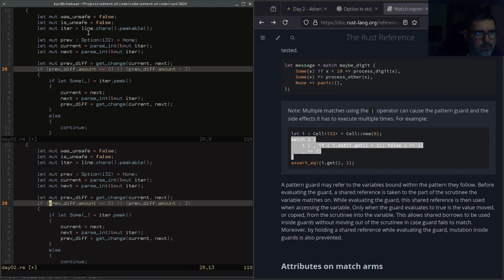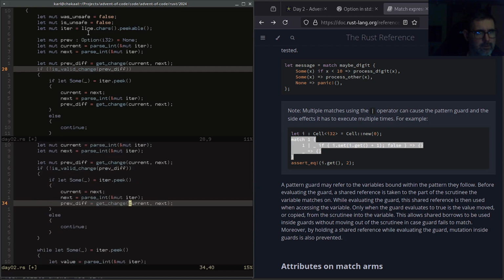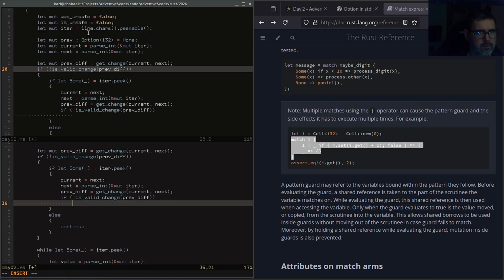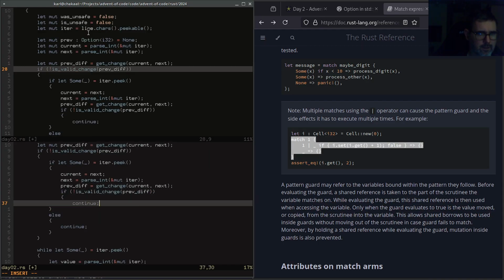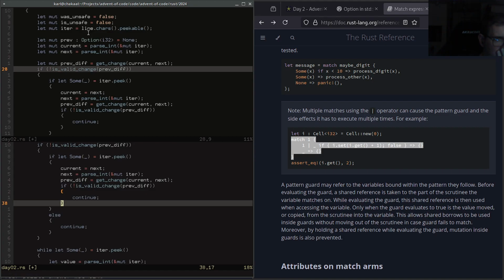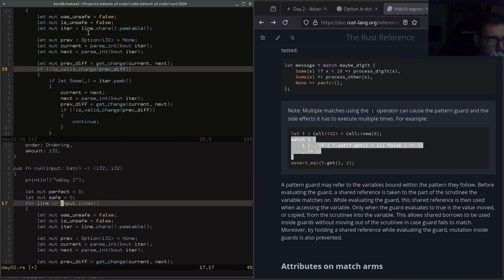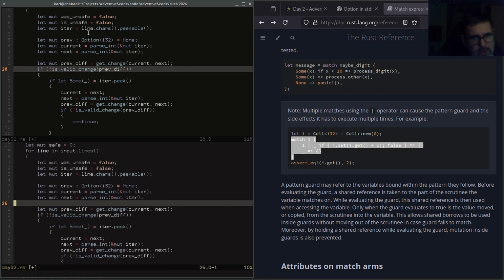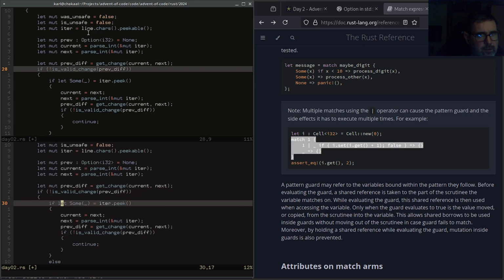And if this is not valid, then actually we can continue because we're parsing all these lines. So now if we've gotten to this part, we know we have a good difference.